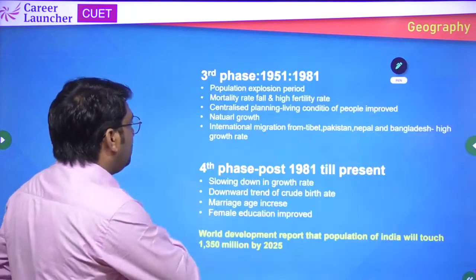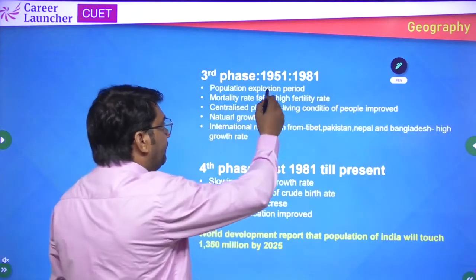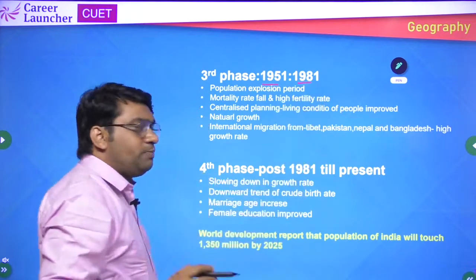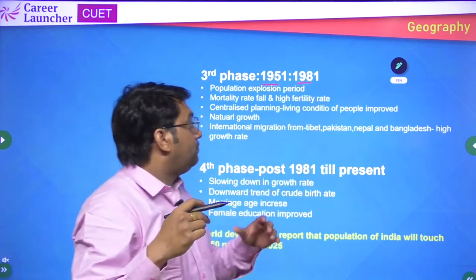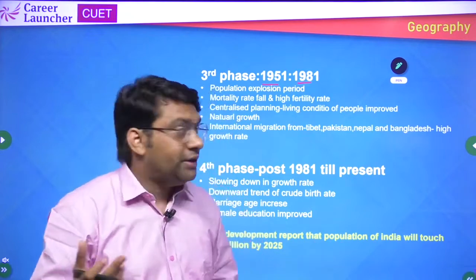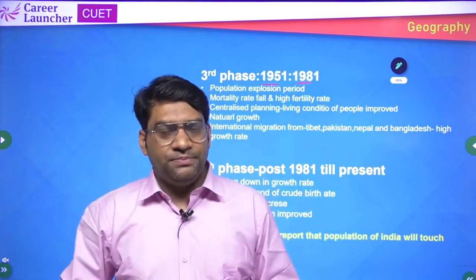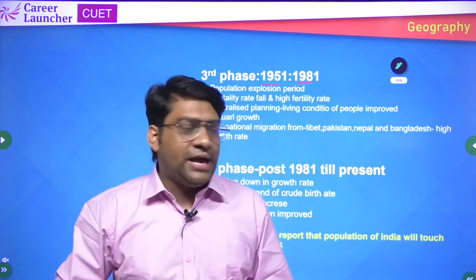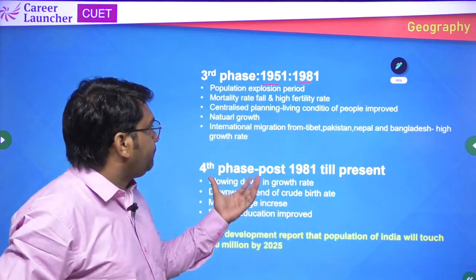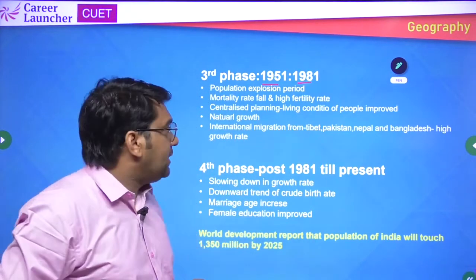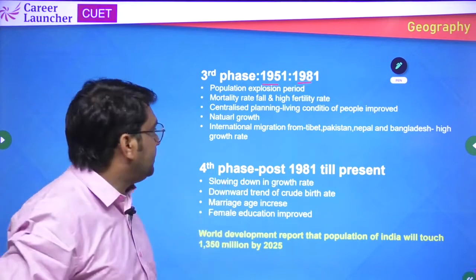Now the third phase was between 1951 and 1981. This is called the population explosion period. The government started a program, the green revolution was the time, and our country became food sufficient. Heavy industries were set up and job opportunities opened, so people were enjoying their life, able to do a lot of work and get their basic things.